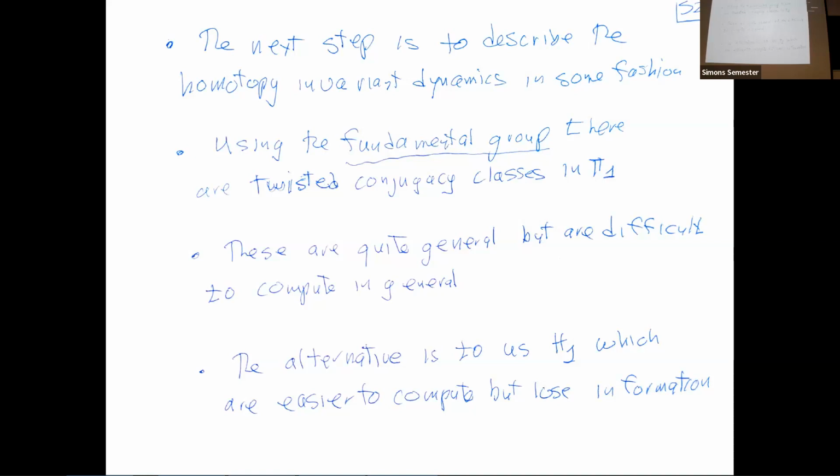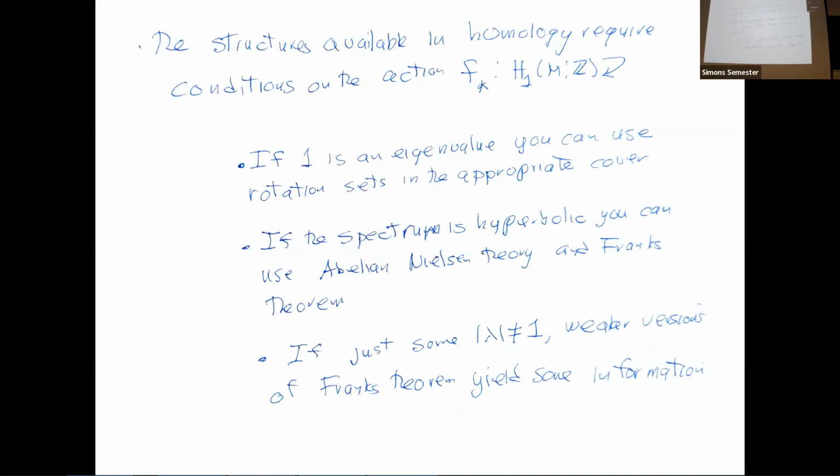And so these are called twisted conjugacy classes. And these in general, it's a computation in pi1, so it's not so easy in general. And the alternative, which I'm going to mainly talk about today, is to use homology to specify the persistent dynamics. And homology depends on the tools you have available, depends on the action on H1.